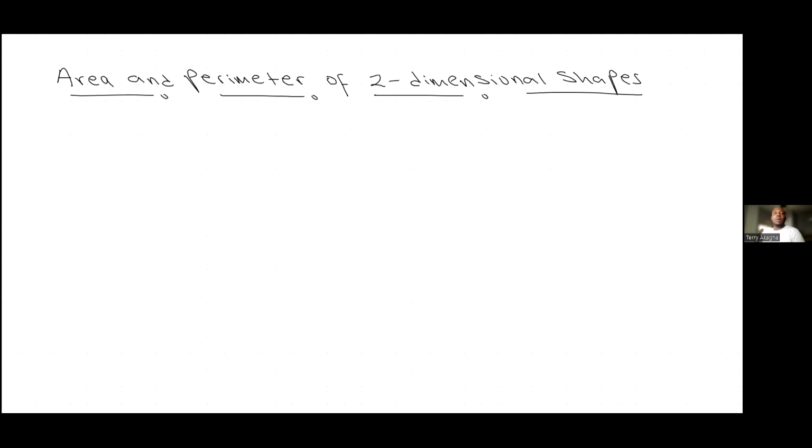So we're talking about area and perimeter of two-dimensional shapes, okay? It's very important that you review the previous videos in this series, because as we keep going forward, the next video is built on the knowledge of the previous, okay? So we're going to talk about perimeter and area.